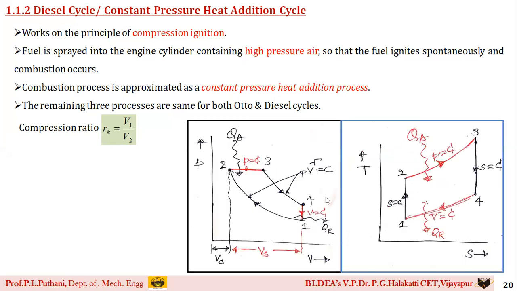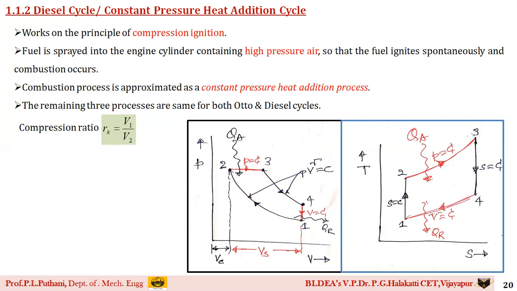For each curve, we need to do the labelings. Then only the examiner will understand what is the indication of each curve. If you observe carefully, these processes 1 to 2 and 3 to 4 are isentropic processes. I have named it as PV to the power of gamma is equal to C.